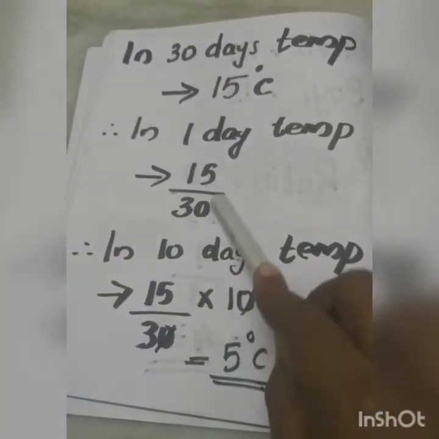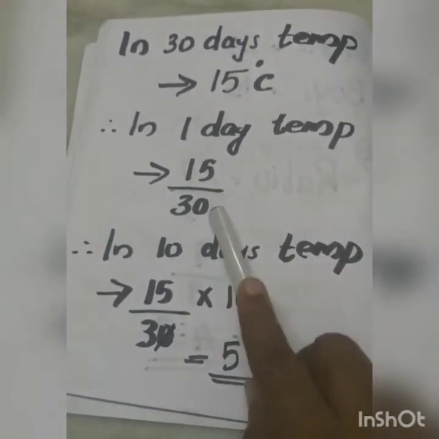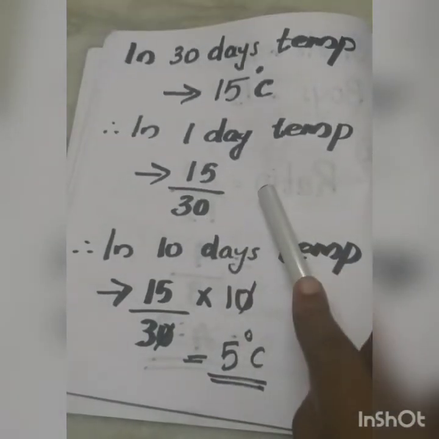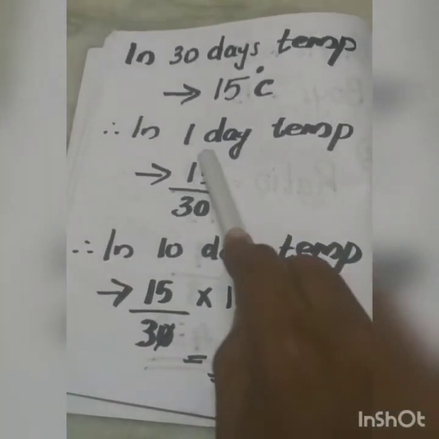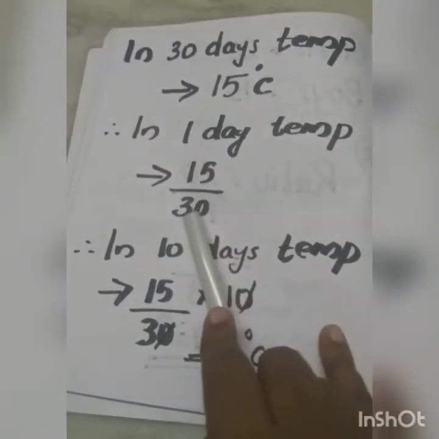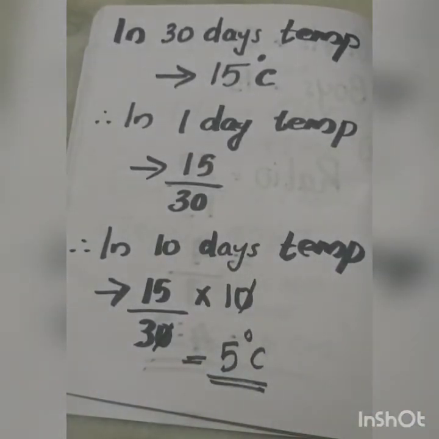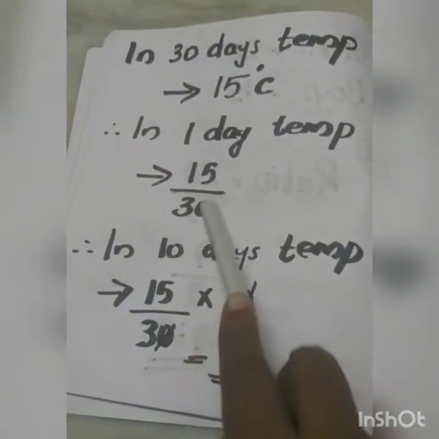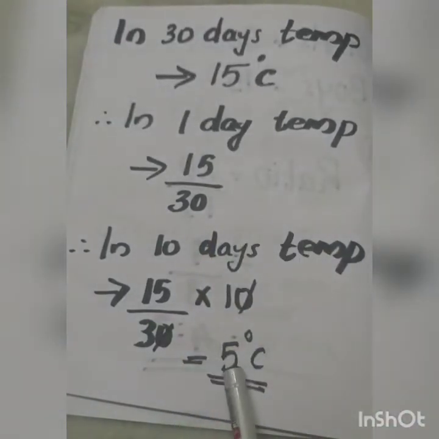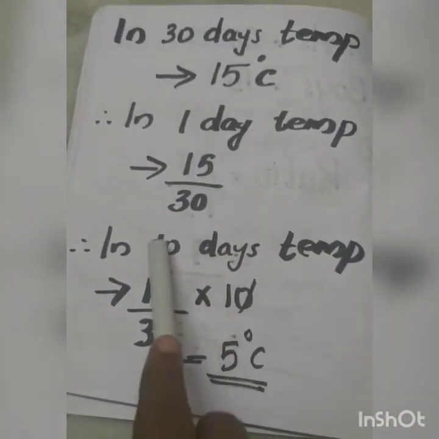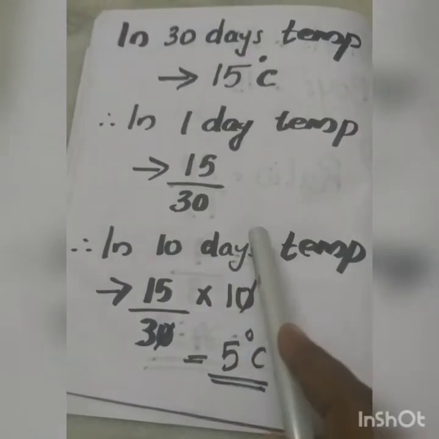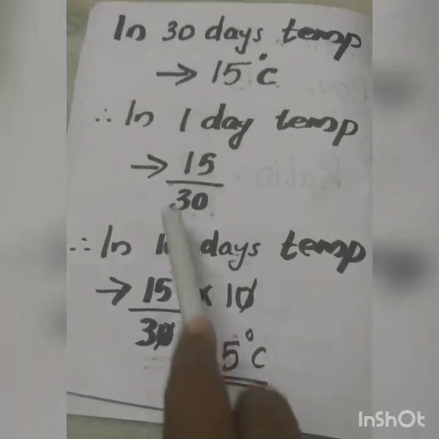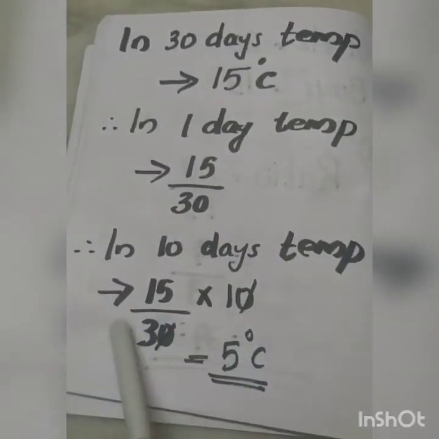Here I am not calculating this 15 by 30 because if I calculate I will get a decimal number, but it will make my calculation a little complex. If I keep it as a fraction itself, 15 by 30, later in the calculation it will be easy for me, as I will show you. Now, 15 by 30 is the temperature decrease for 1 day. Our question is to calculate the temperature decrease for 10 days. So, for 10 days, 1 day into 10 days. For 1 day it is 15 by 30, so 15 by 30 into 10.